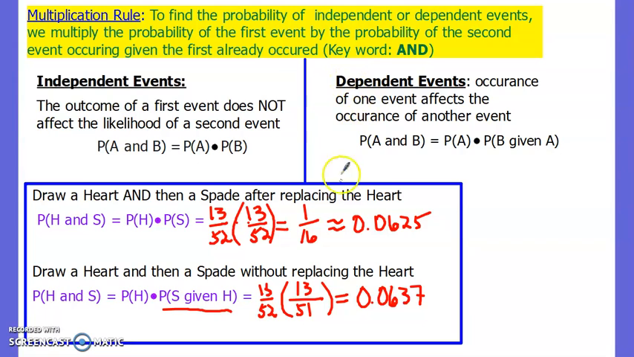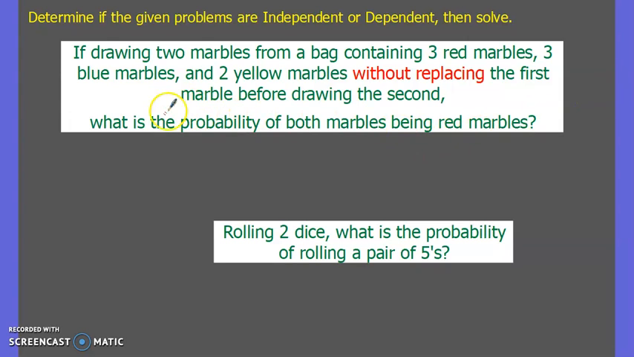Again, those are independent versus dependent events. Two events are independent if the likelihood of the second event doesn't change at all because of what happened in the first event. They're dependent if that second probability does change because of what happened in the first one. Let's look at a couple more quick examples of this.